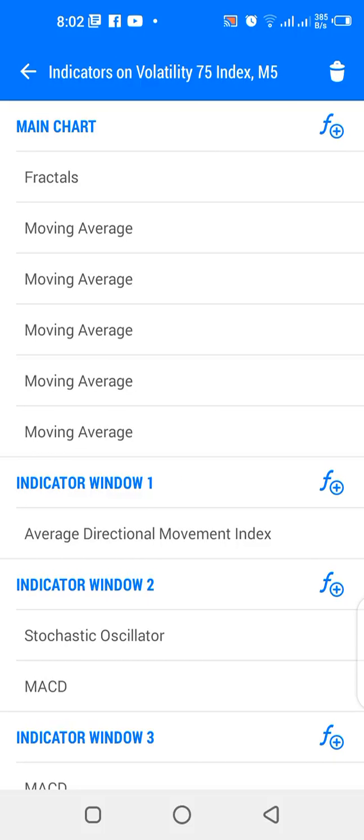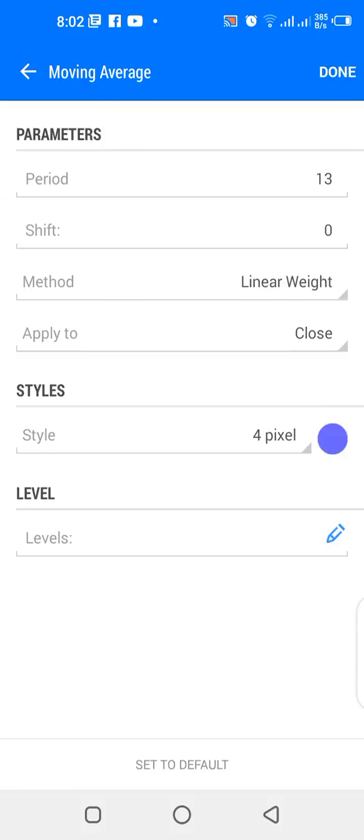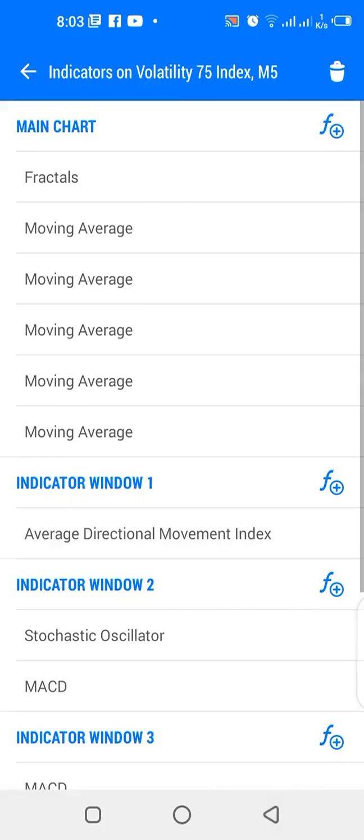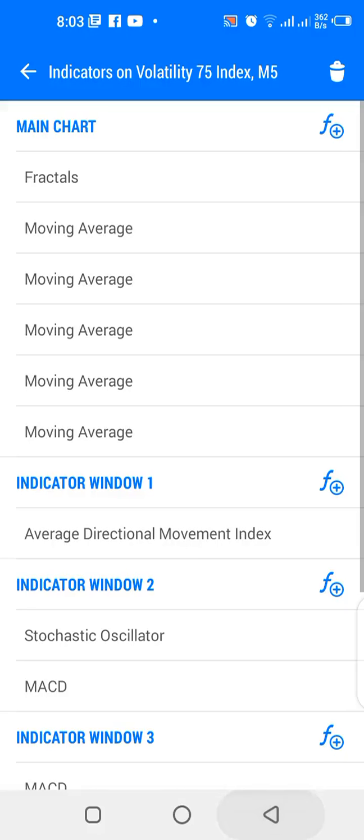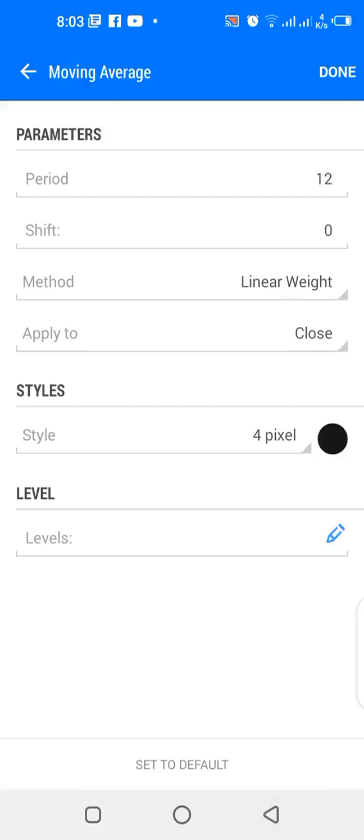All right, then we have 5 moving averages. The first one is the 13 period linear weighted moving average applied to close, and the color is purple. The next moving average is a 14 period linear weighted moving average applied to close, and the color is orange. And the next one is a 12 period linear weighted moving average applied to close, and the color is black.